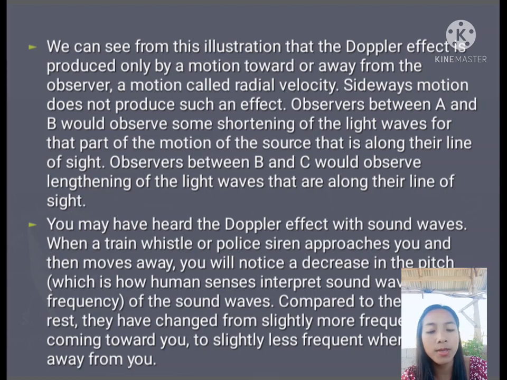So observers between B and C would observe lengthening of the light waves that are along their line of sight. You may have heard a Doppler effect with sound waves. When a train whistle or police siren approaches you and then moves away, you will notice a decrease in the pitch, which is how human senses interpret the frequency of the sound waves. Compared to the waves at rest, they have changed from slightly more frequent when coming toward you, to slightly less frequent when moving away from you.